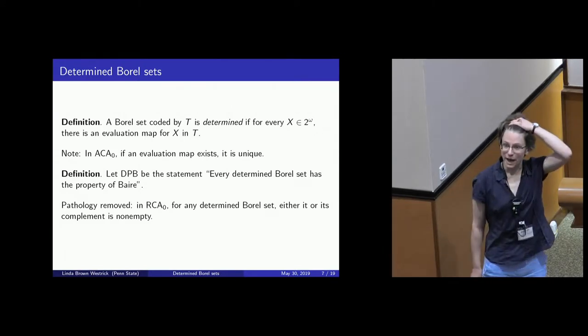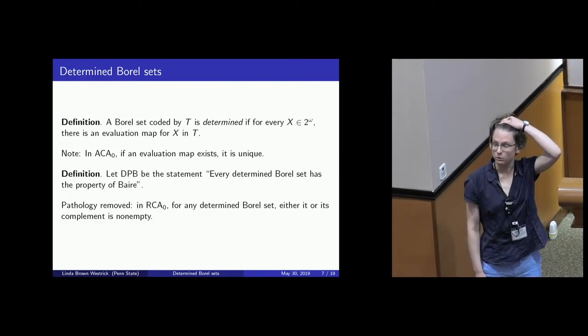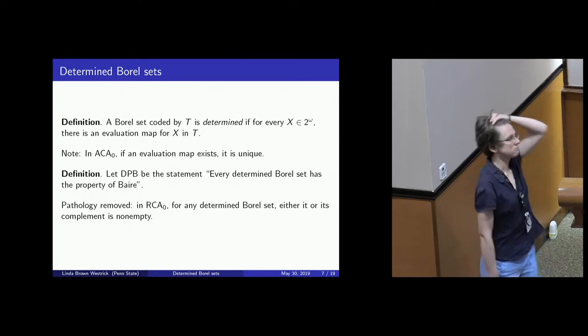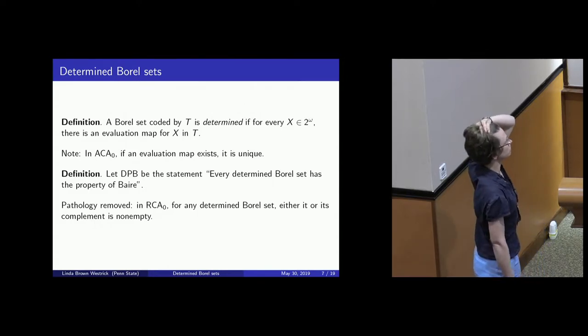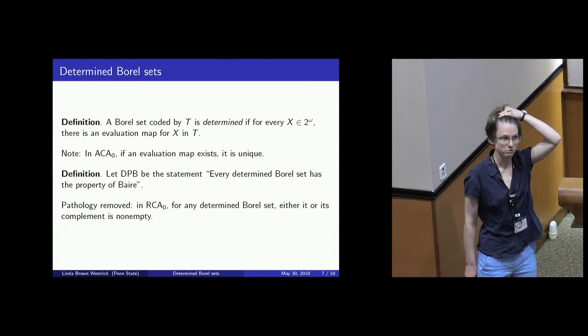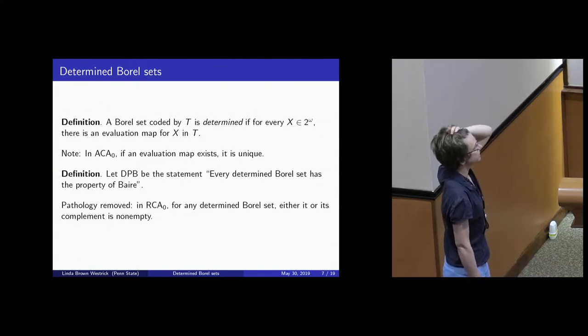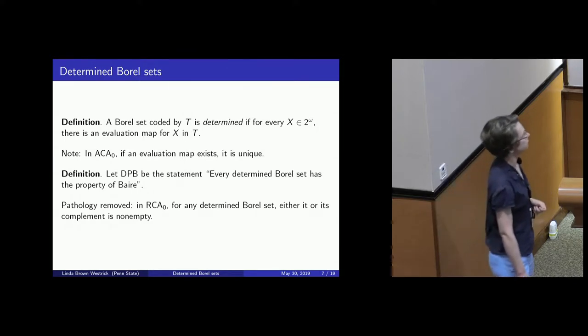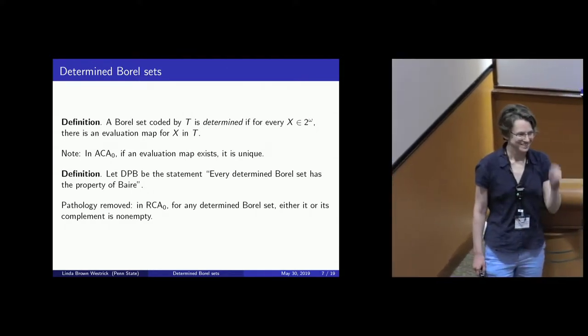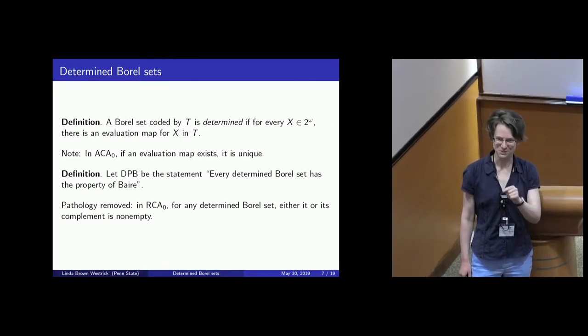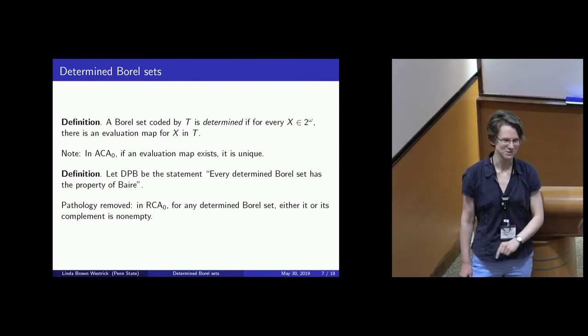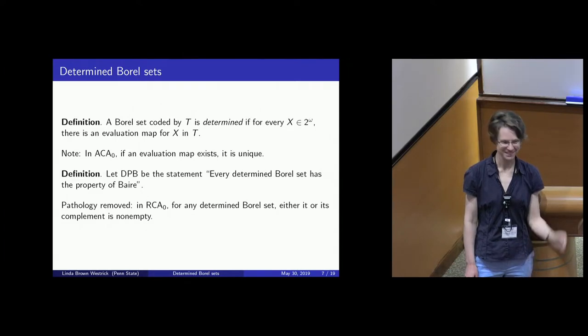All right, so now we can go back to that statement, every Borel set has the property of Baire, that was considered in such an unsatisfactory manner a few slides ago, and see what happens if instead we use this definition of determined Borel set in the same place. So let DPB be the statement that every determined Borel set has the property of Baire. Notice, RCA proves that for every determined Borel set, either it or its complement is non-empty. Just take some X. It has an evaluation map. It's in or out. Done.